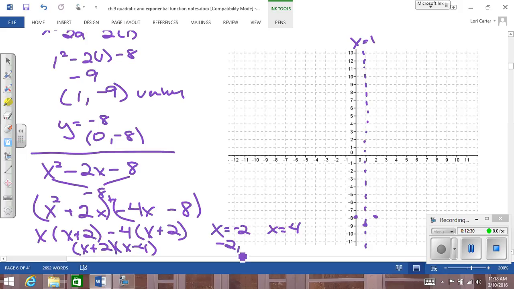Negative 2, 0. 4, 0. Good. You confused me because you came over here and told me it was 0, negative 2, and then 0, 4. Did I really? Yeah, you did, and it really confused me. I'm so sorry. No, you're not. I'm so confused. Teachers are never sorry. Look at that sarcasm.